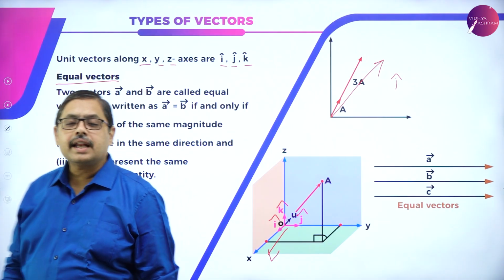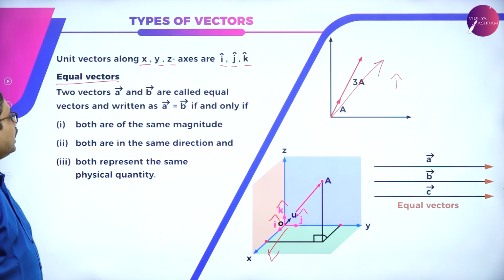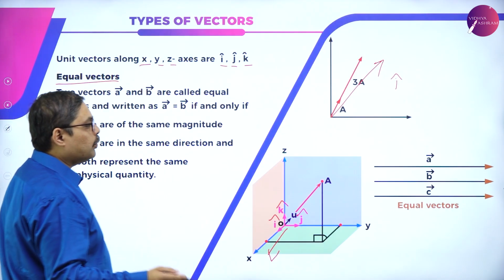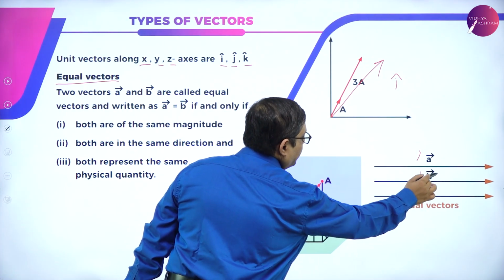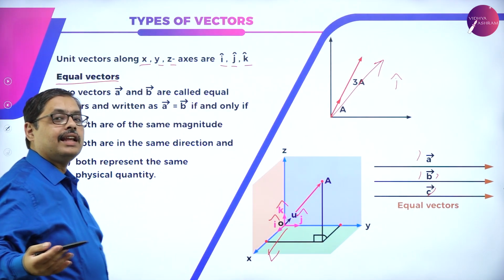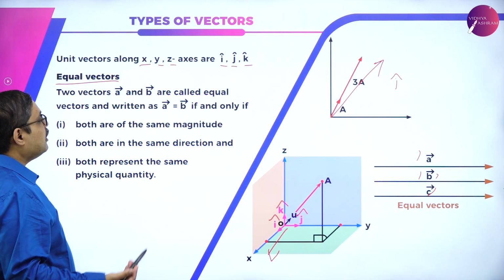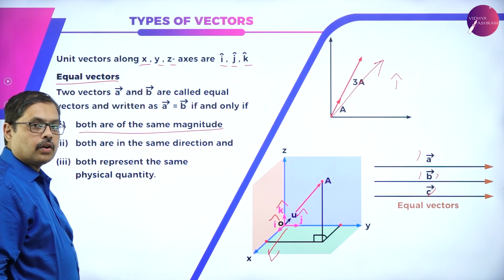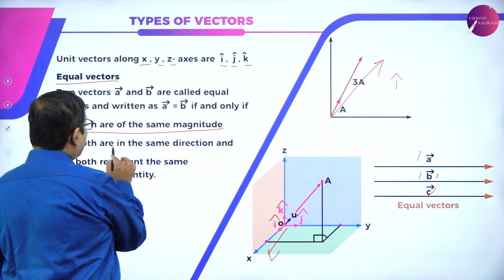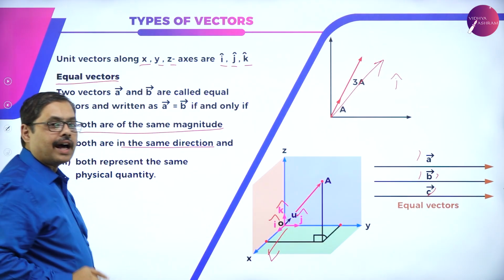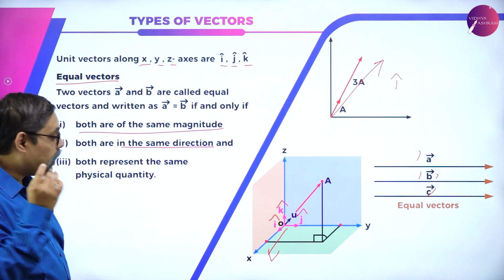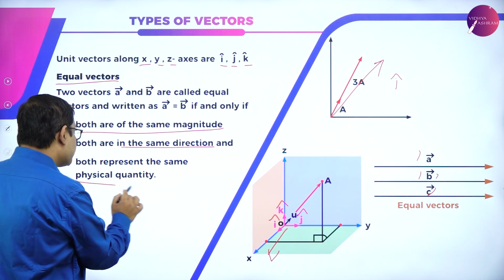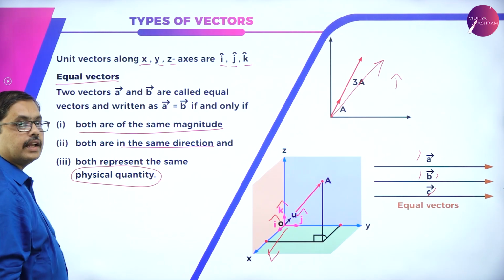Now, what are equal vectors? Any two vectors A and B, or B and C, can be called equal vectors if and only if both of them have the same magnitude, are acting in the same direction, and, very importantly, both are representing the same physical quantity.